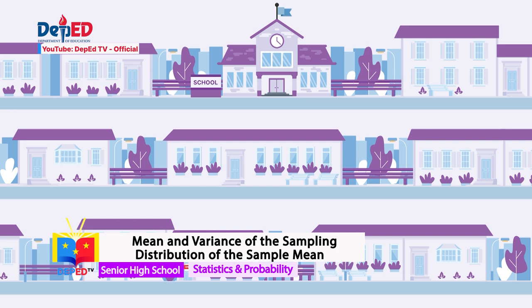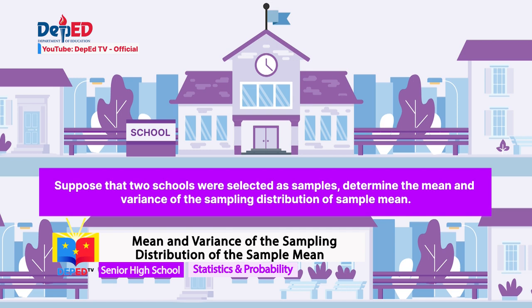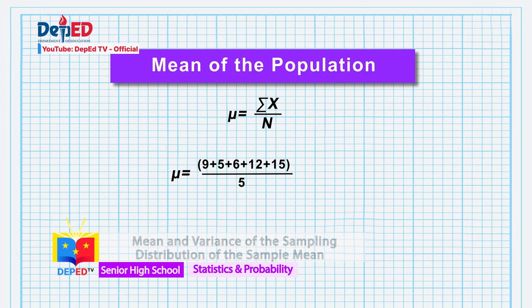A population of PWD learners in 5 schools in a certain municipality of Quezon Province are 9, 5, 6, 12, and 15. Suppose that 2 schools were selected as samples. Determine the mean and the variance of the sampling distribution of sample mean. First, solve for the mean of the population using the formula. Since the values of x are 9, 5, 6, 12, and 15, let's add all the values and divide by 5. Applying the formula, we have a mean of 9.4.